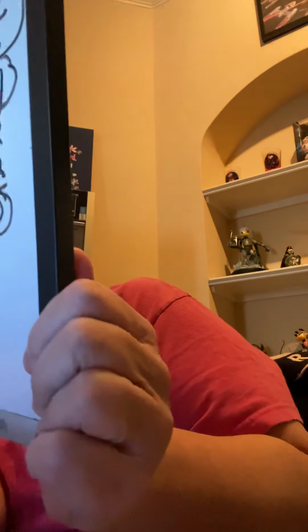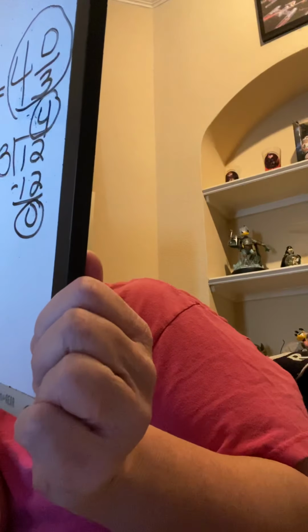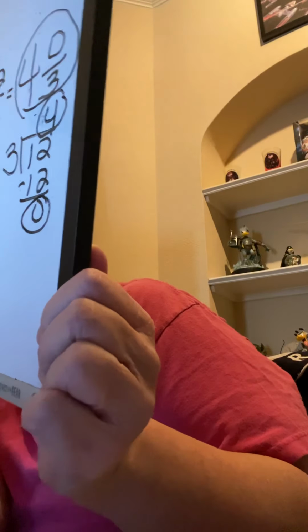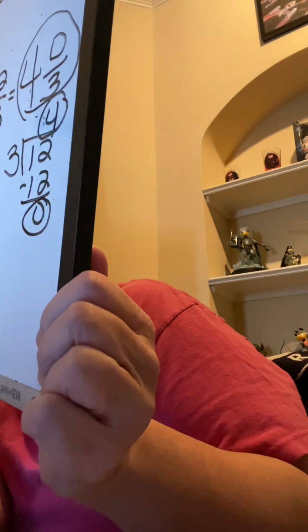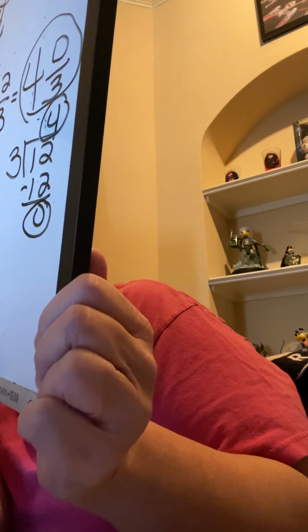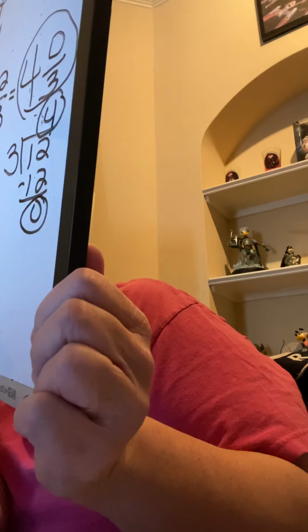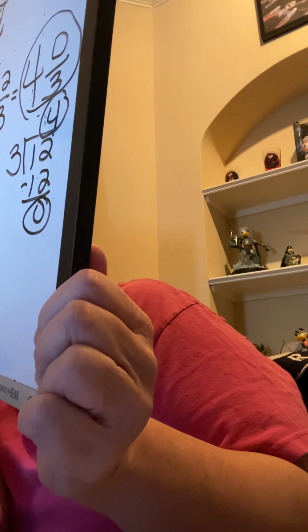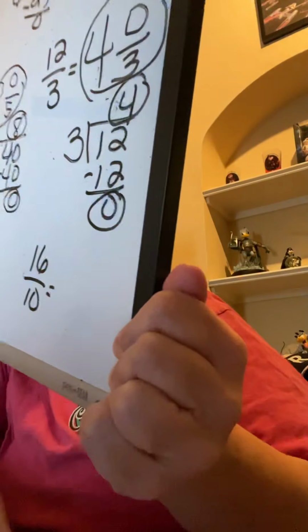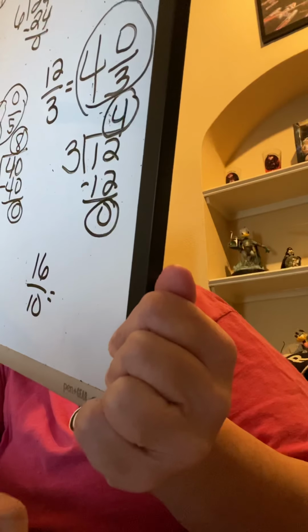Miss Blackmon, so you just get the numbers and divide them? Yeah. That's all you're doing, is dividing the numbers. And then when you're done dividing, you take the answers that you get and put them in the answer? Yep. Oh, now I get it.